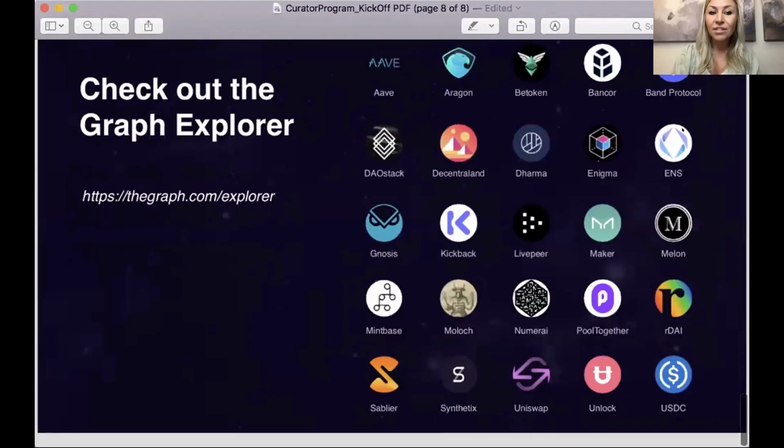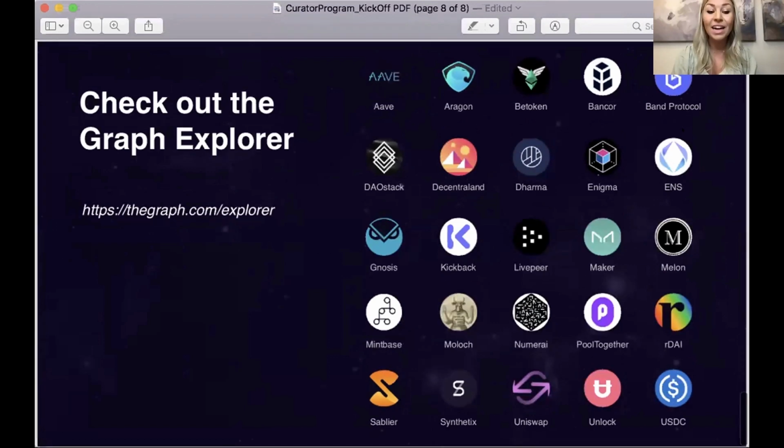And then check out the Explorer. Over 2,900 subgraphs have been created by thousands of developers from projects like Aragon, Aave, Gnosis, Numerai, and many, many others. So check that out, and also check out the playground to understand what querying really means. I think we have a couple minutes for Q&A. So if you have any other questions, feel free to ask them now.